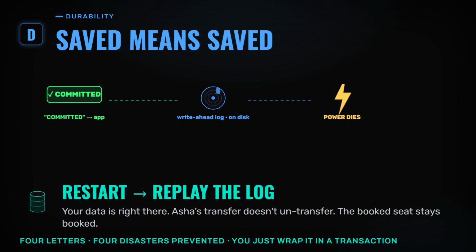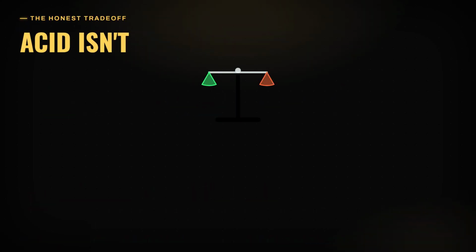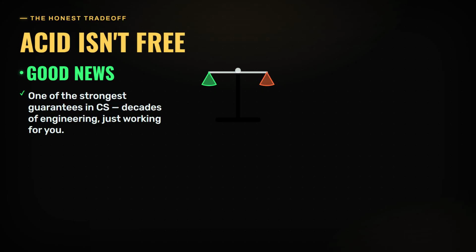Asha's transfer doesn't untransfer because lightning struck the data center. The booked seat stays booked. 4 letters, 4 disasters prevented. The database does the heavy work. You just have to wrap your operations in a transaction.